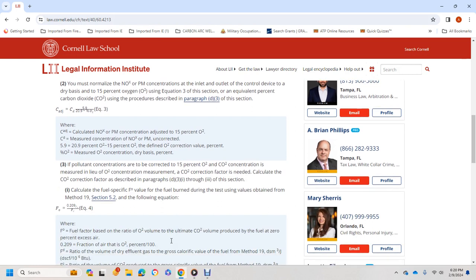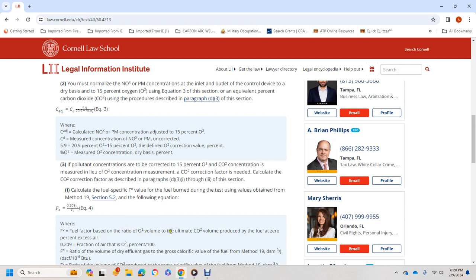3. If pollutant concentrations are to be corrected to 15 percent oxygen and carbon dioxide concentrations are measured in lieu of oxygen concentration measurement, a carbon dioxide correction factor is needed. Calculate the carbon dioxide correction factor as described in paragraphs D3 1 through 3 of this section. Calculate the fuel specific F-factor value for the fuel burned during the testing, using values obtained from Method 19, section 5.2, and the following equation.